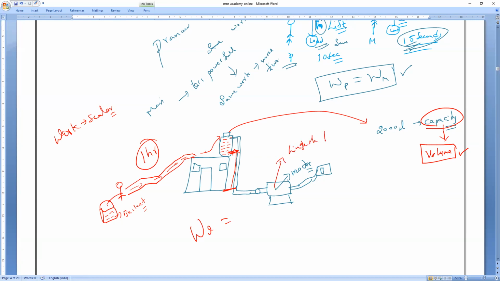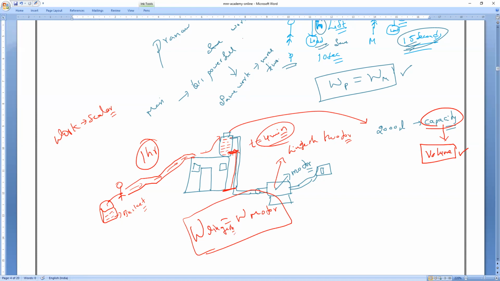This is his house. So we will say Lingesh motor. So Mr. Lingesh switches on the motor, and within just 4 minutes the tank is overflowing. Now if you notice, what is the work done by the motor? The work done by the motor is equal to the work done by Mr. Lingesh.